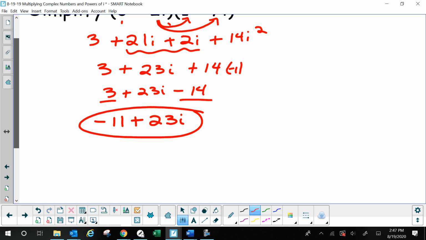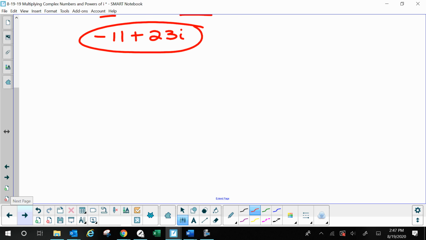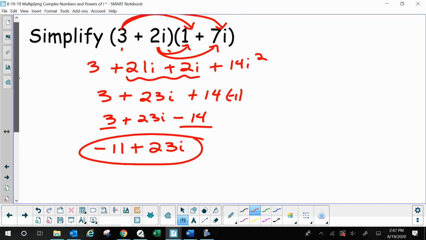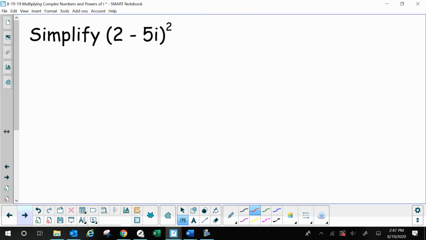Moving on. Okay, so what does that mean? 2 minus 5i and all in parentheses squared. So this means if you were to expand this, 2 minus 5i times 2 minus 5i, and then FOIL.